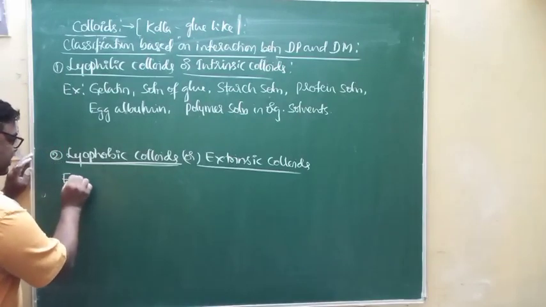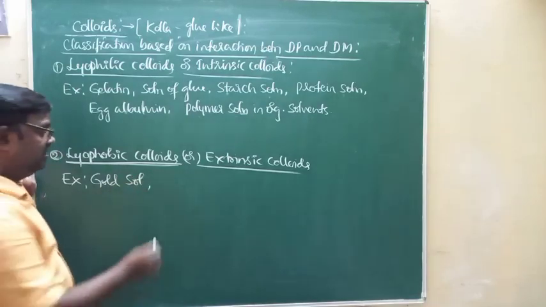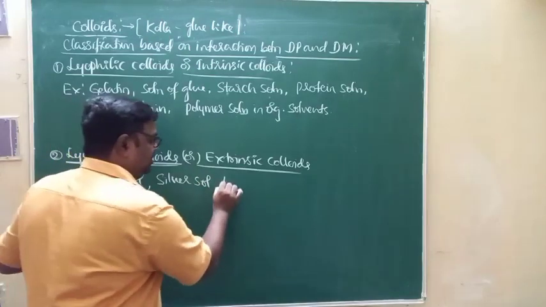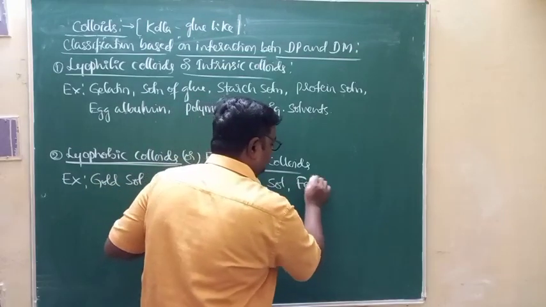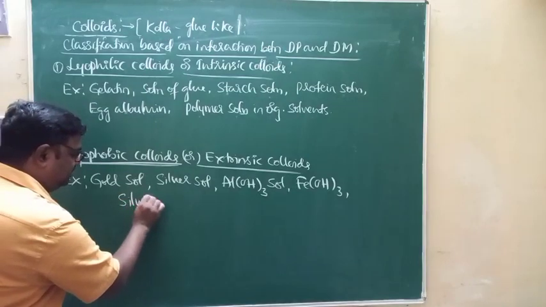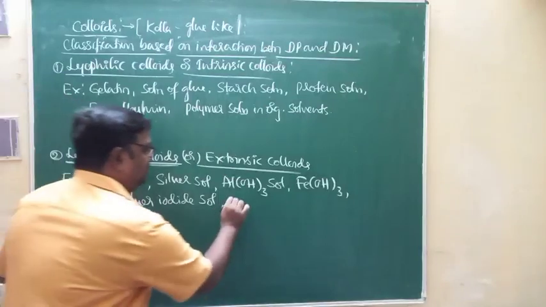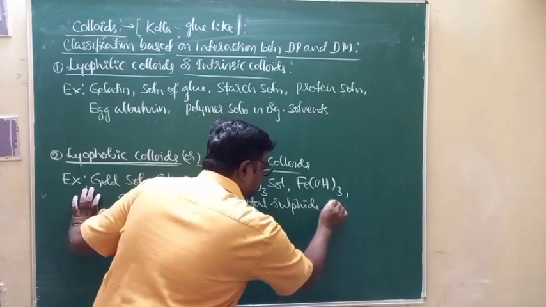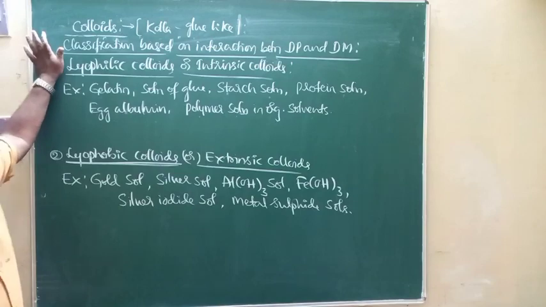As far as examples for the lyophobic colloids are concerned, we have gold sol. We have silver sol. We have aluminum hydroxide sol. We have ferric hydroxide sol, or I can say silver iodide sol. Metal sulfide sols. These are some examples for lyophobic colloids, or you can say extensive colloids.